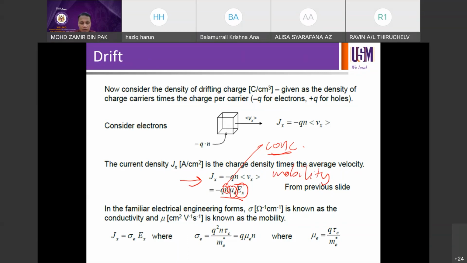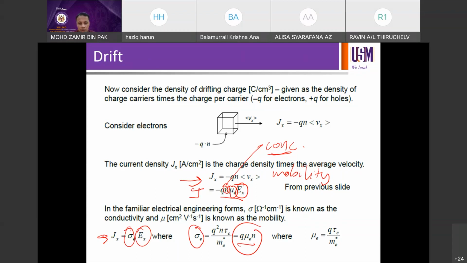So J then is equal to Q N mu E. Okay, so if you simplify this, you can also say that your J is equal to your conductivity times E, where your conductivity is equal to these three components.